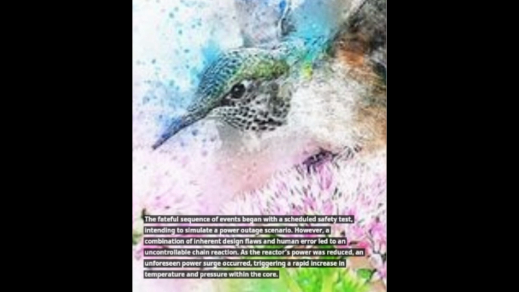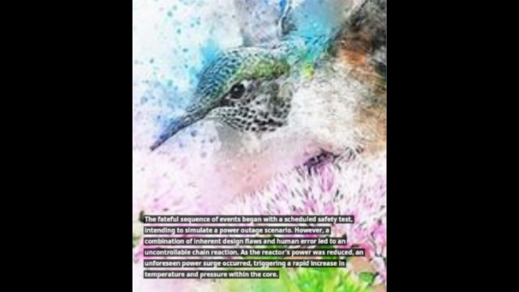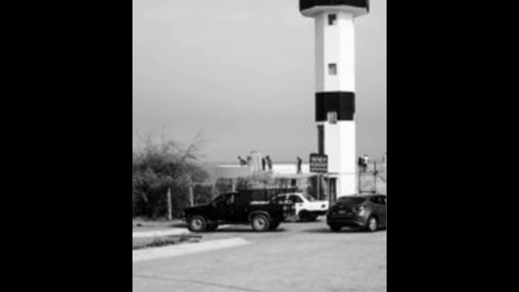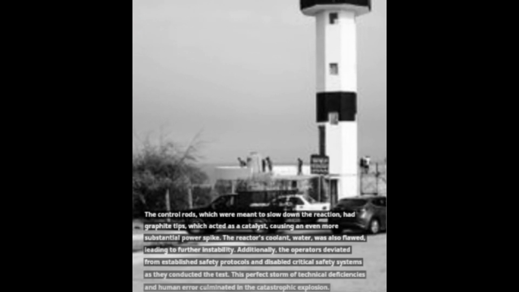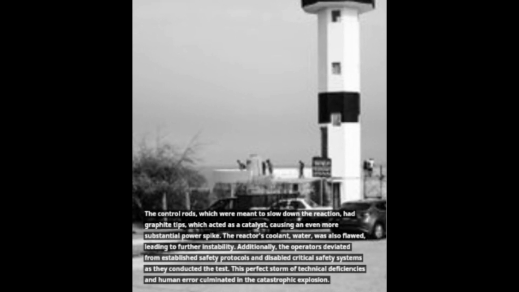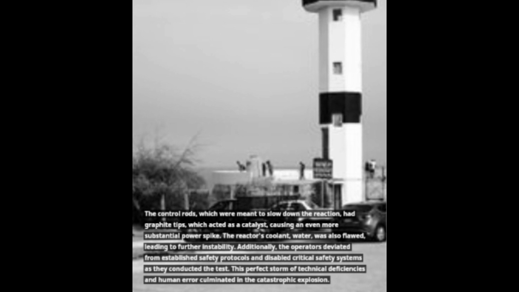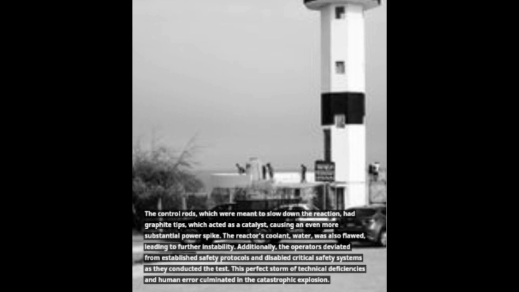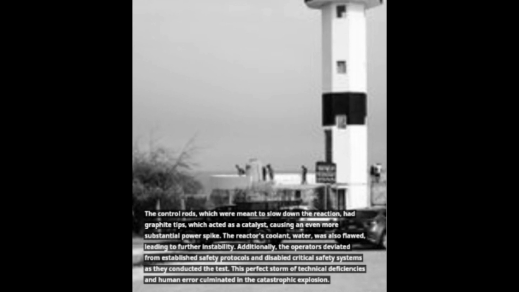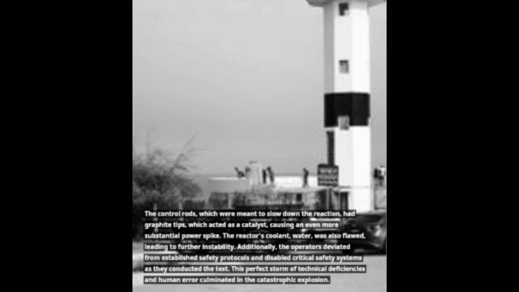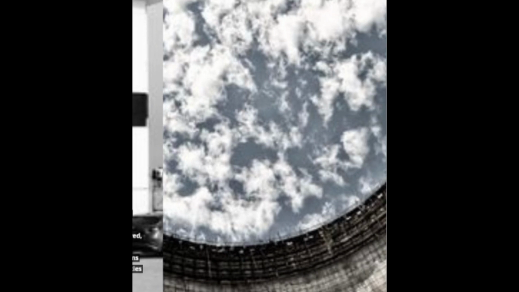As the reactor's power was reduced, an unforeseen power surge occurred, triggering a rapid increase in temperature and pressure within the core. The control rods, which were meant to slow down the reaction, had graphite tips, which acted as a catalyst, causing an even more substantial power spike. The reactor's coolant, water, was also flawed, leading to further instability. Additionally, the operators deviated from established safety protocols and disabled critical safety systems as they conducted the test. This perfect storm of technical deficiencies and human error culminated in the catastrophic explosion.